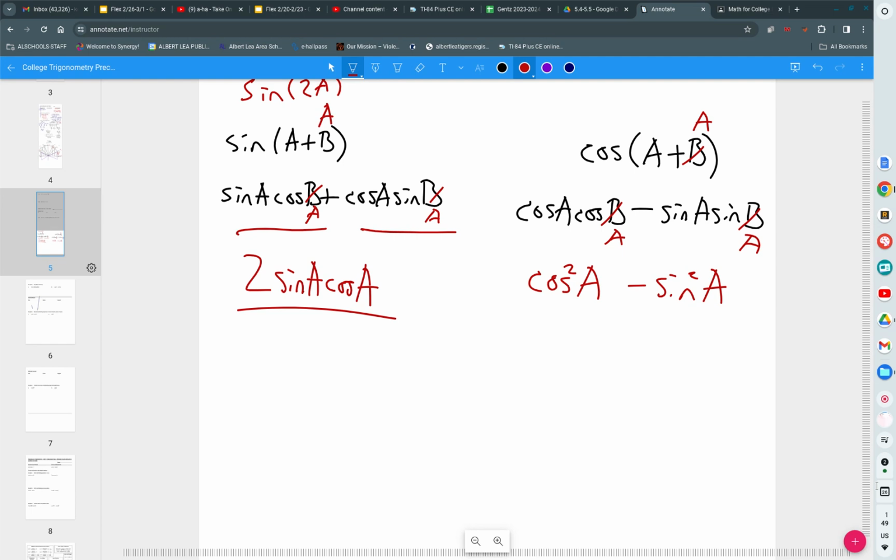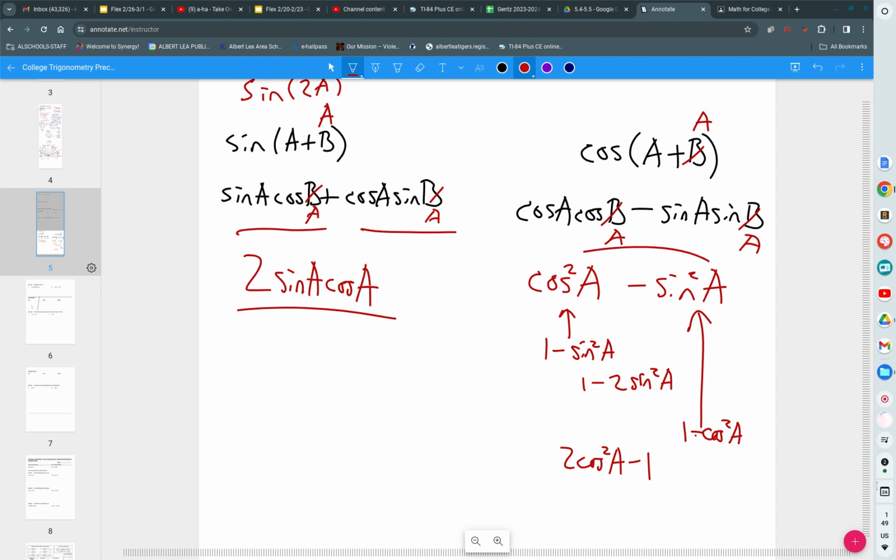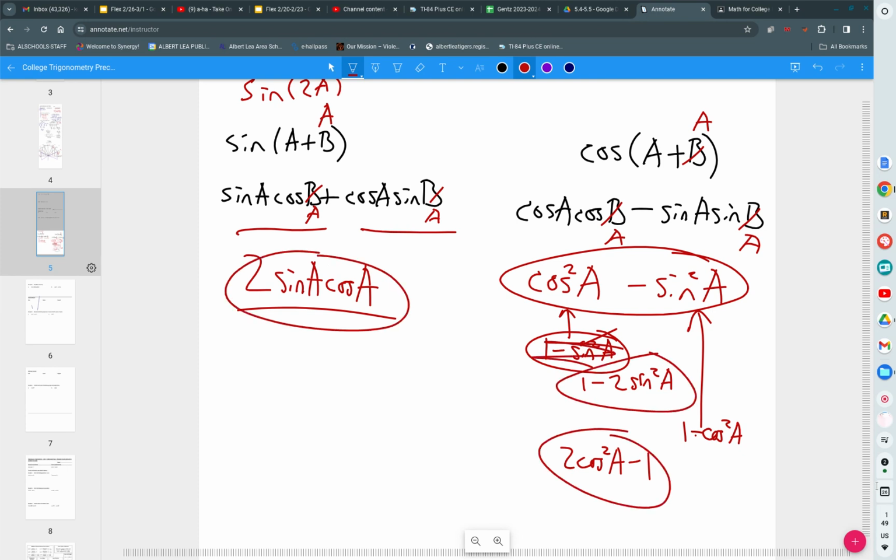Some people say that they want to substitute something in. For example, you guys remember that cosine squared is the same as 1 minus sine squared. And if you put that in there, you get 1 minus 2 sine squared. And some people go further. They say, well, I want to substitute a 1 minus cosine squared in for that. And if they do that, they get cosine squared minus a negative cosine squared, which is 2 cosine squared minus 1. So this one ends up having 3 formulas. This one just has 1.